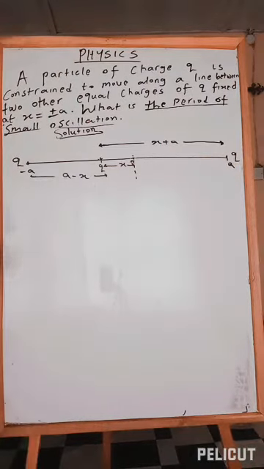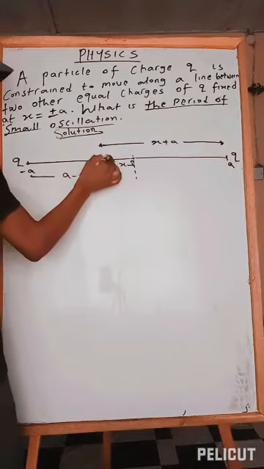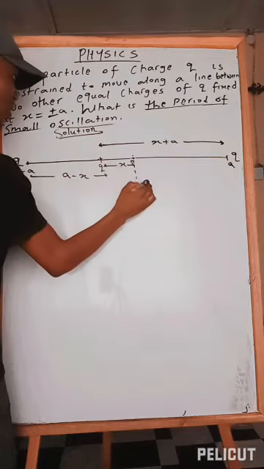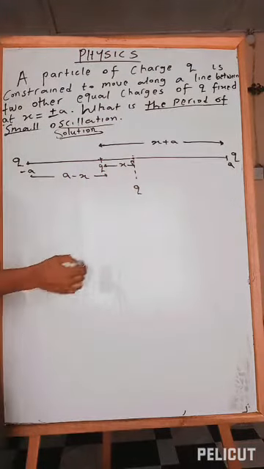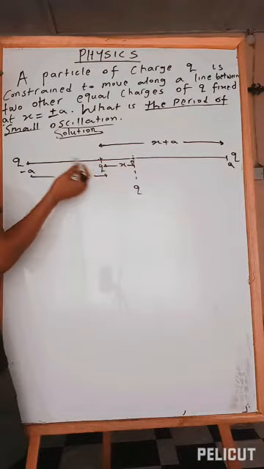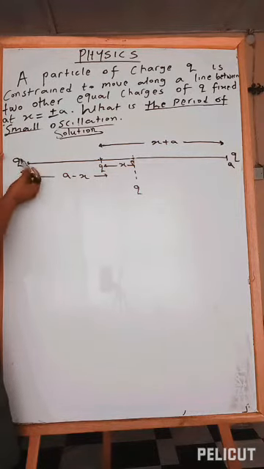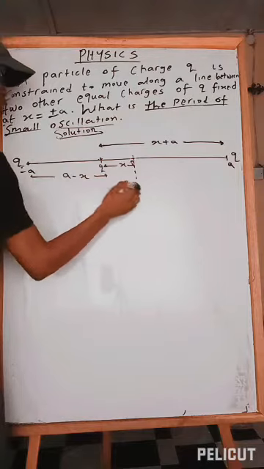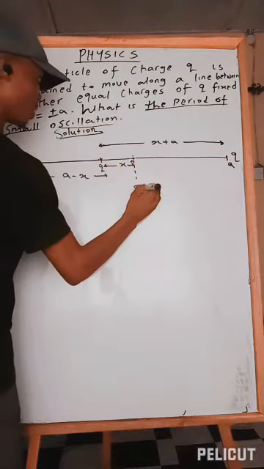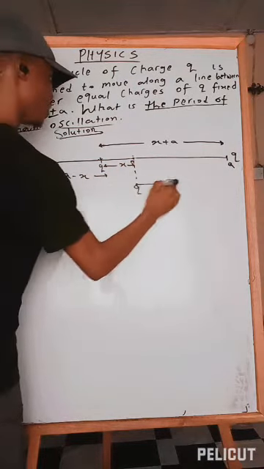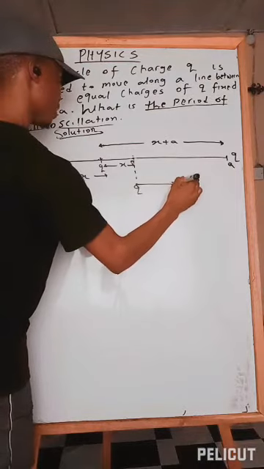Okay, so let's add this charge. Let me bring this charge out. So let's say I have this charge here. If I have this charge here, the force exerted upon this charge due to this charge is going to be repulsive. So I expect the force to be acting in this direction. Let's call it F1.